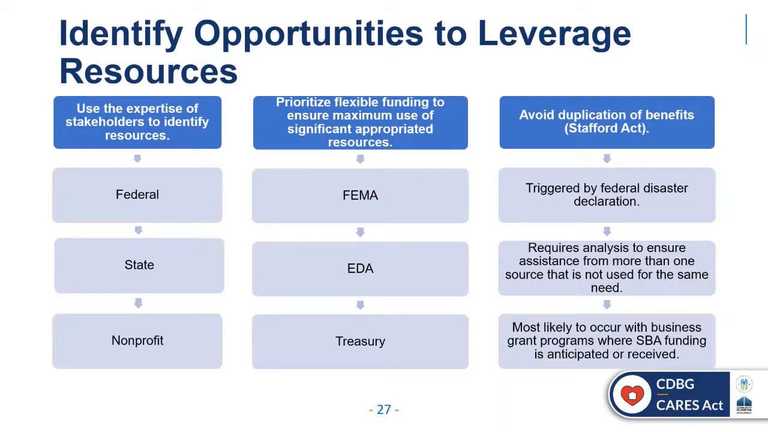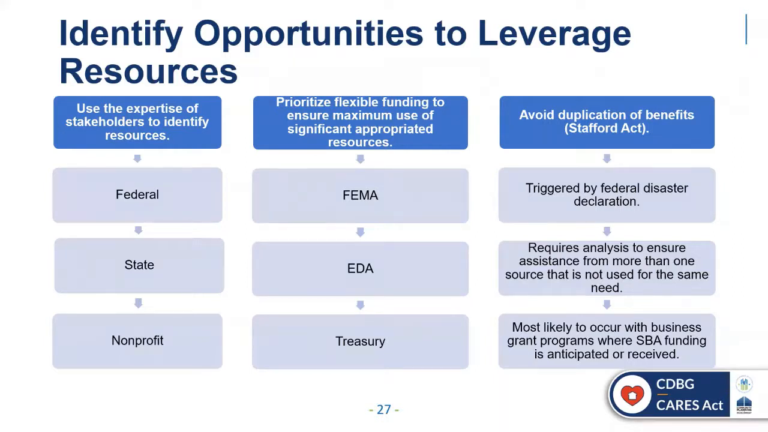Because when there is a presidentially declared disaster, as there has been with the pandemic, it invokes the Stafford Act. And the Stafford Act requires a duplication of benefits analysis when multiple sources of funding are made available to entities that might potentially receive benefits under CDBG-CV.